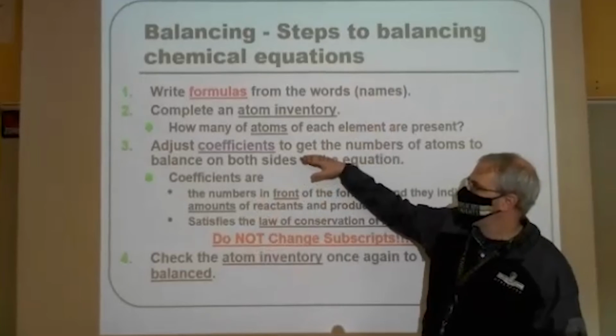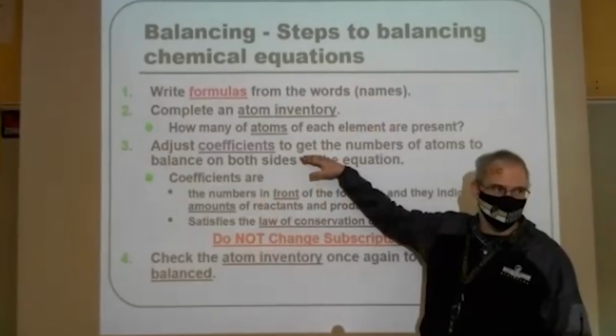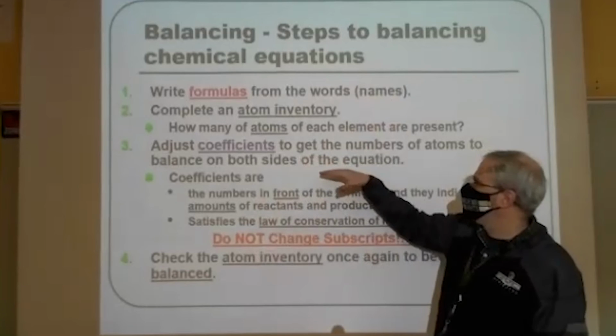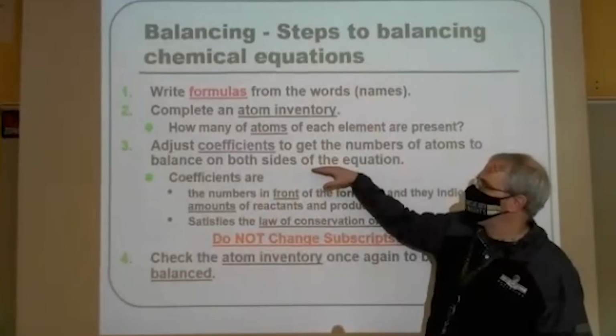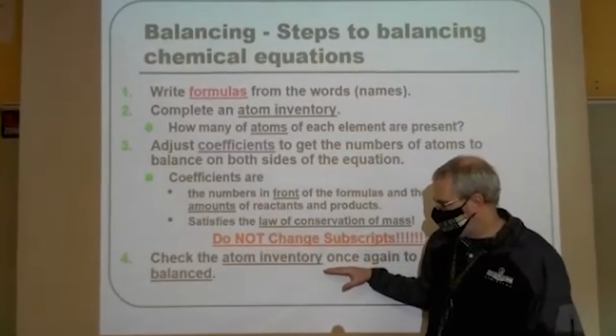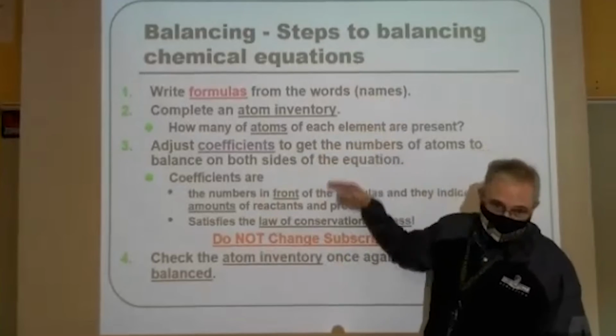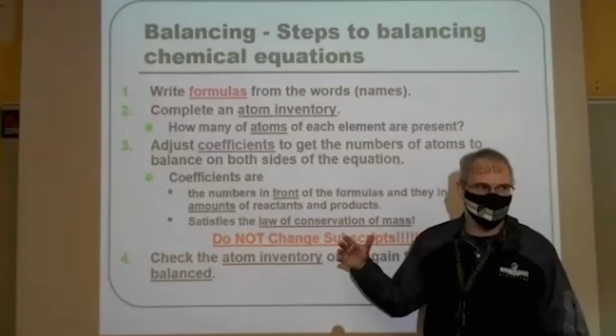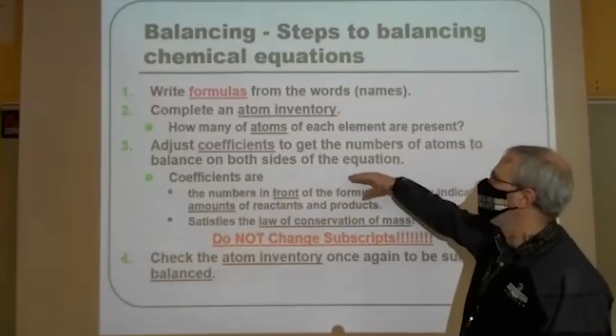Then you're going to adjust the coefficients, those are the numbers that come in front of the formula, until you get those atom inventories to match. So you'll change the coefficients and then check it with another atom inventory, and you'll go through this several times as you balance each equation. You guys will get pretty fast at it and be able to do most of it in your head.